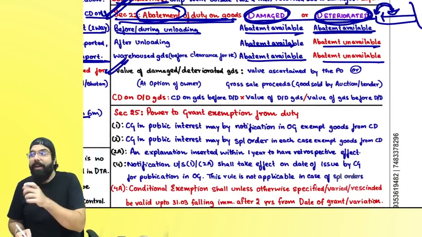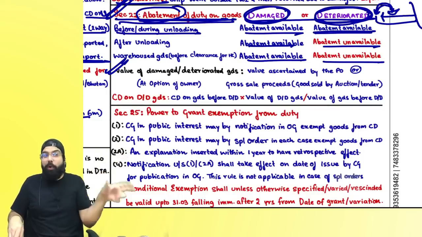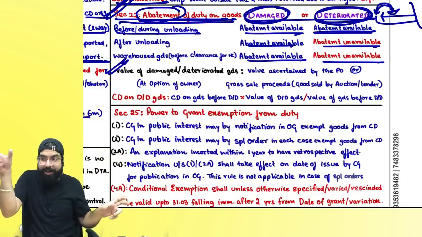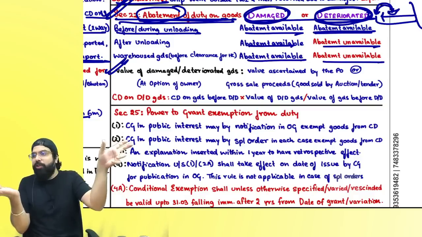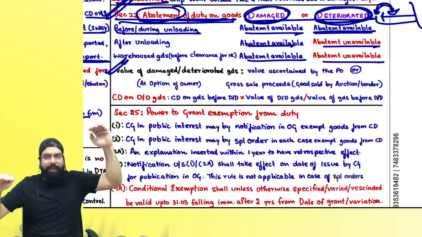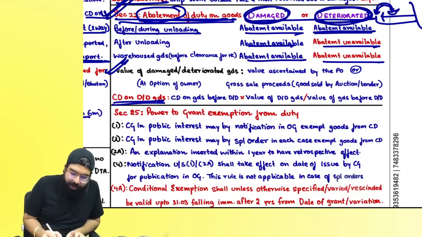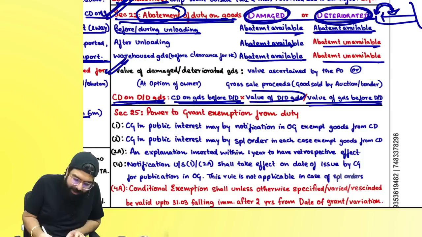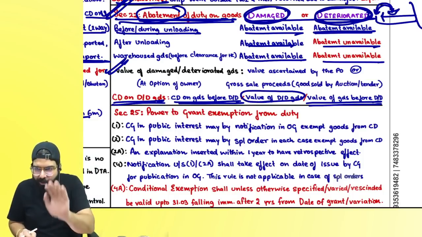Always remember one thing, custom duty, how much will you have to pay? For example, goods worth 1 crore were there before damage or deterioration, and 10 lakh was the duty. Now the value of the damaged or deteriorated goods has become 50 lakh. So you will also have to pay duty half. Value of the goods fell half, duty also will fall half. So you always have to remember, custom duty on damaged or deteriorated goods will be custom duty before damage or deterioration, divided by the value of the goods before damage or deterioration, multiplied by the value of the goods after the damage or deterioration, basically the value of damaged or deteriorated goods.